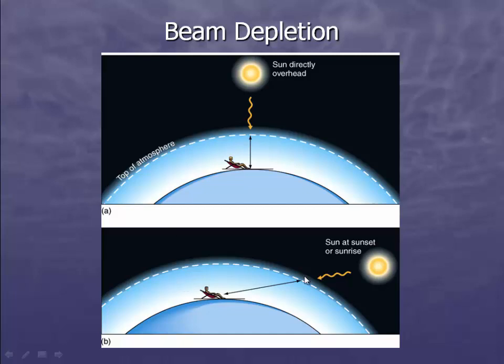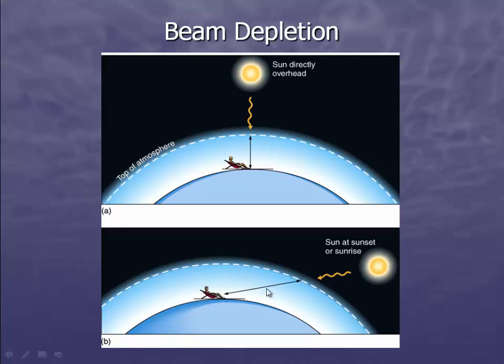However, in the morning or in the evening, look at how much depth or thickness of the atmosphere that the light must pass through. So now compare this black arrow in figure A to the black arrow in figure B, and you can see that it's almost twice the distance of atmosphere that the light must pass through before it gets to you.